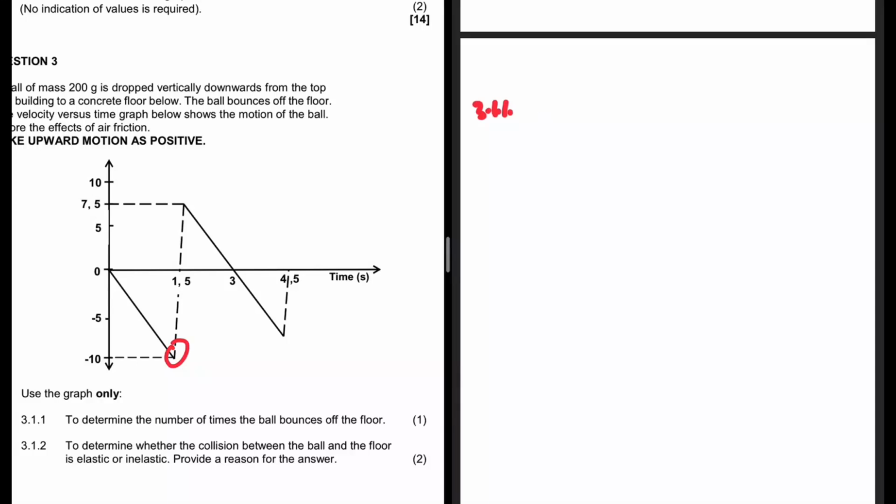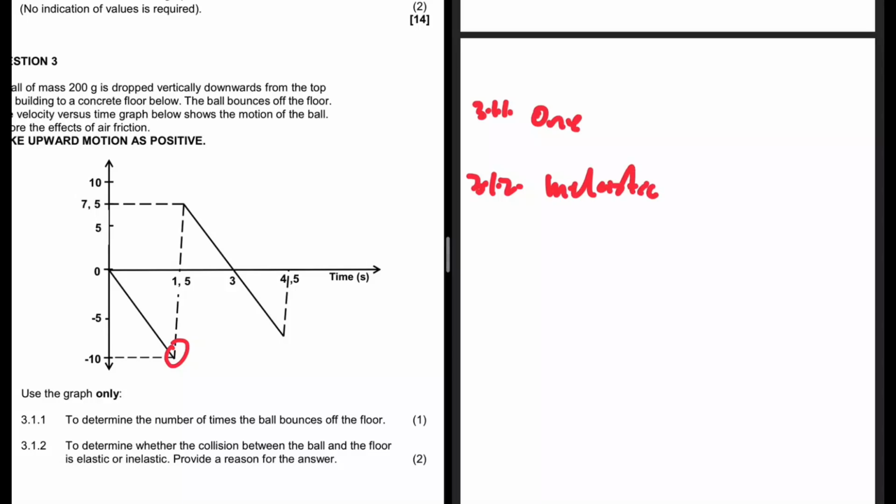The answer is 1. 3.1.2. Determine whether the collision between the ball and the floor is elastic or inelastic. Provide a reason for the answer. Well, it is inelastic.